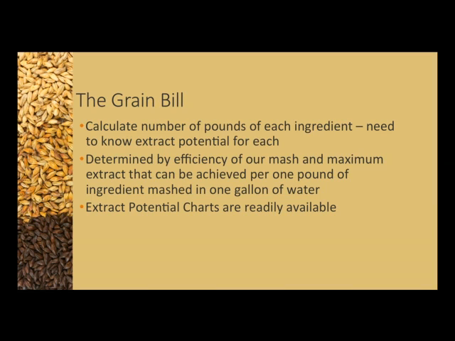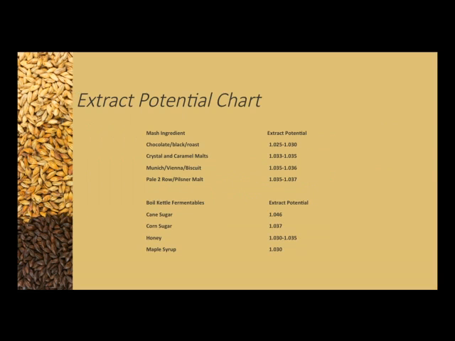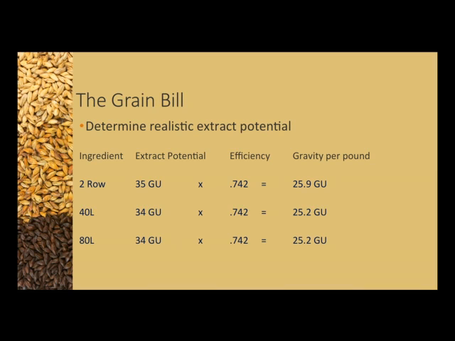Rarely will a brewer conduct their own extract potential experiment, so instead we rely on the information readily available from the maltster or found in a chart like this, found in Ray Daniels' book, Designing Great Beers. These figures represent an ideal, yet unrealistic, mashing environment. So first, we must determine our own extract potential by multiplying the ingredient's extract potential by our system's percent efficiency as a decimal. Remember, we've set our efficiency to 74.2%, so the equation looks like this.